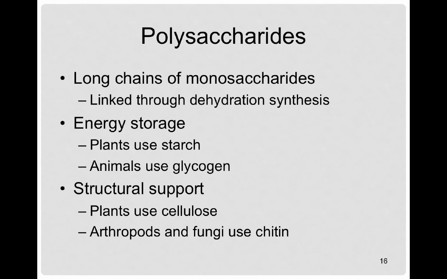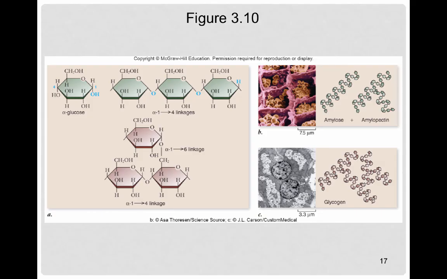Arthropods and fungi use a form of polysaccharide called chitin. And so it is another type of polysaccharide. It's just a little bit different in its makeup than cellulose. And so here are some differences.